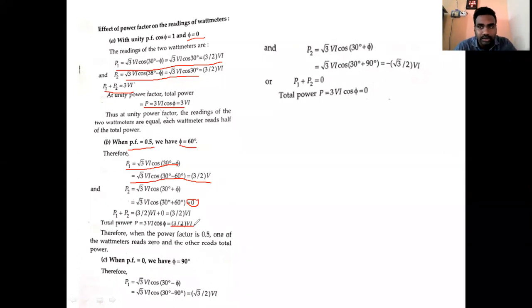That is one of the important points which we come across in many competitive exams, even in state government exams. So at the third condition, the third case, what happens when the power factor is 0?